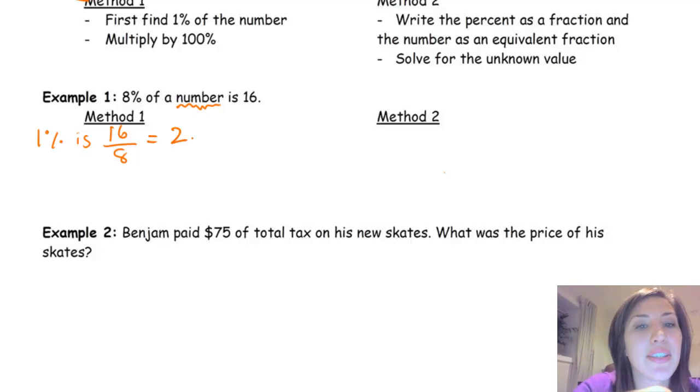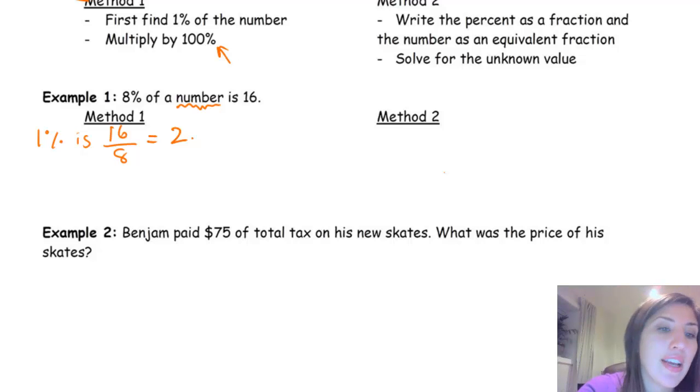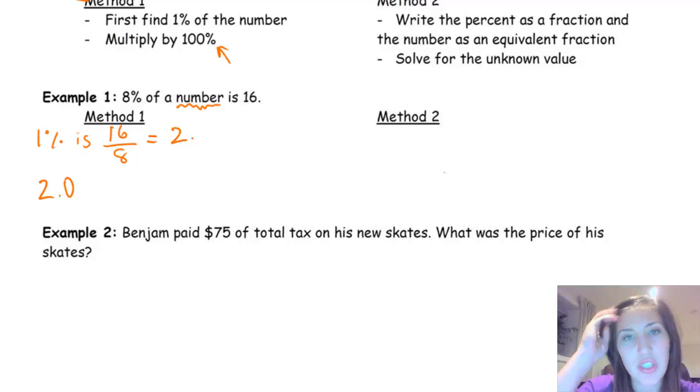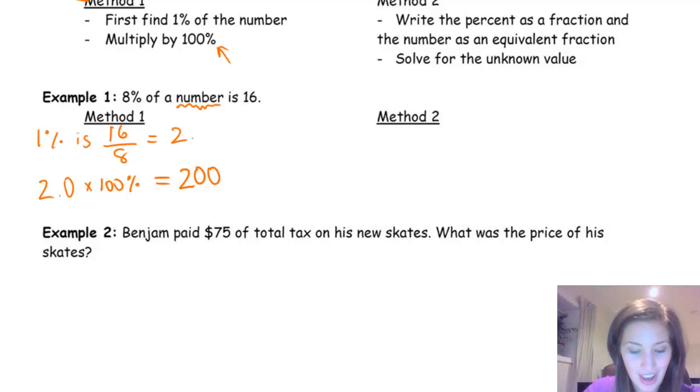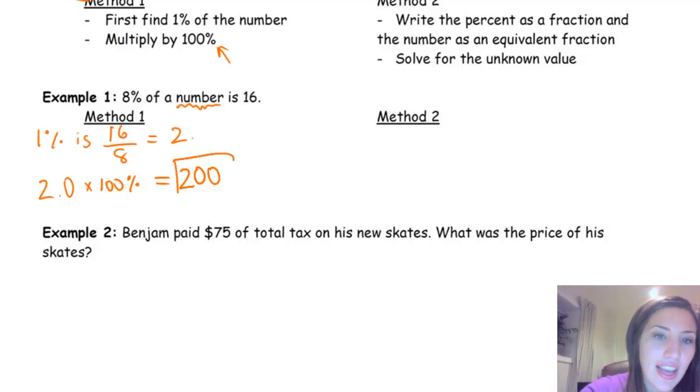Now the next step, it says to multiply this by 100%. So we say 2. I'm going to say 2.0 just so we know where the decimal place is here. 2.0 times 100% gives us 200. All right, so that is our answer.